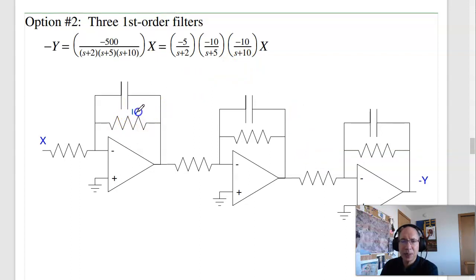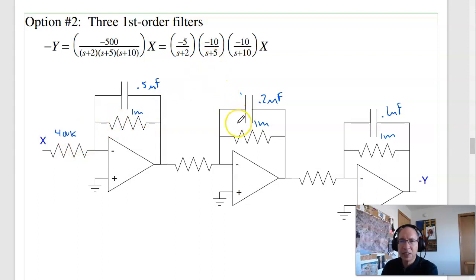Let's make this a 1 meg resistor, make that a 1 meg resistor, and make this a 1 meg resistor. 1 over RC is 2, so this is 0.5 microfarads. 1 over RC is 5, so this is 0.2 microfarads. 1 over RC is 10, so this is 0.1 microfarad. This has a DC gain of 2.5, so this would be 400K. 1 meg over 400K is 2.5.